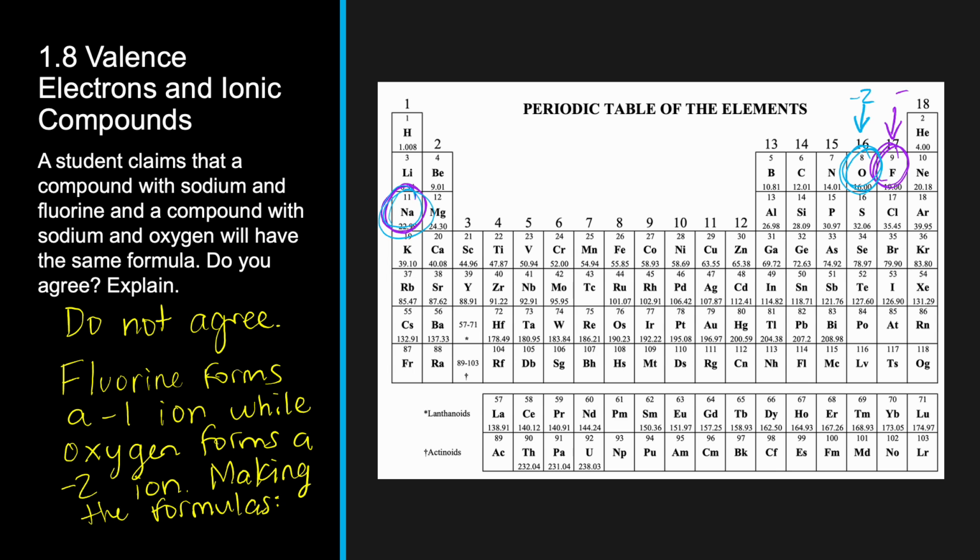So you would say something along the lines of, I do not agree. Fluorine forms a -1 ion, while oxygen forms a -2 ion, making the formulas NaF and Na2O, which are very different.